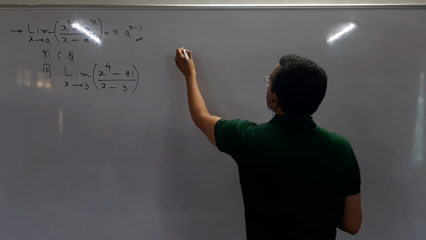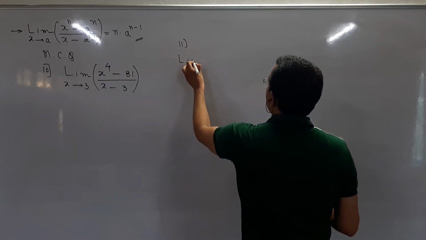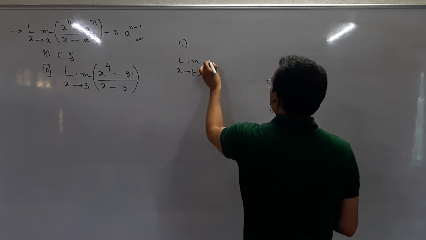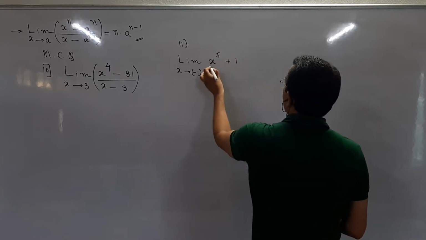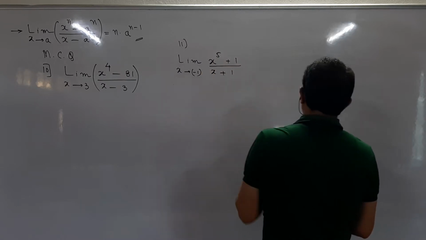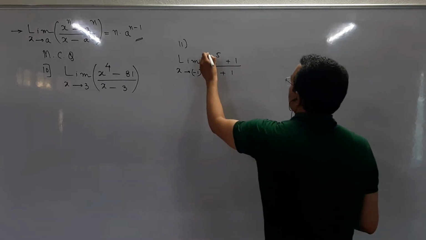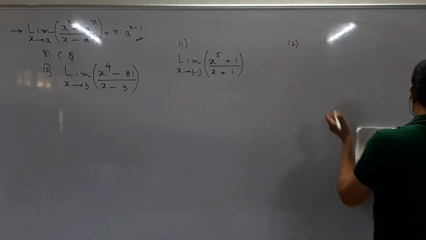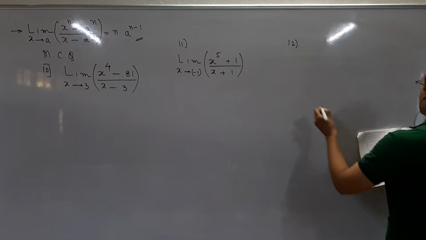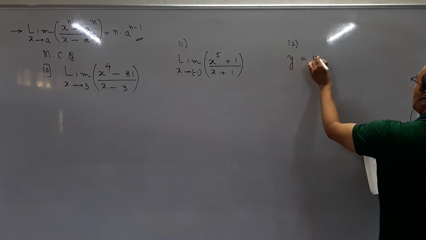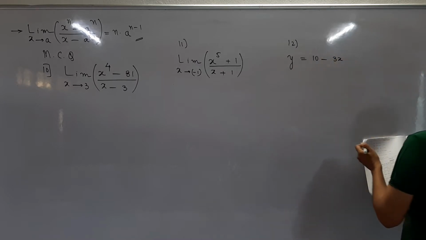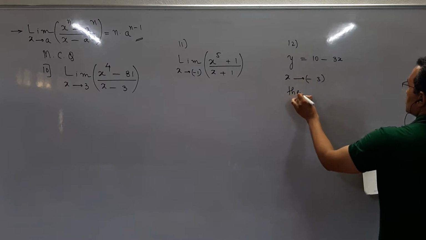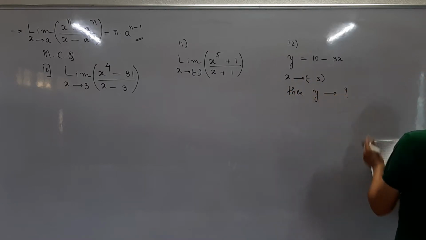I am writing the 11th sum also. Limit x tends to minus 1, it is x raised to 5 plus 1 upon x plus 1. Okay. And then students, I am writing MCQ 12. Y is equal to 10 minus 3x. As x tends to minus 3, then students, we have to check y tends to what?